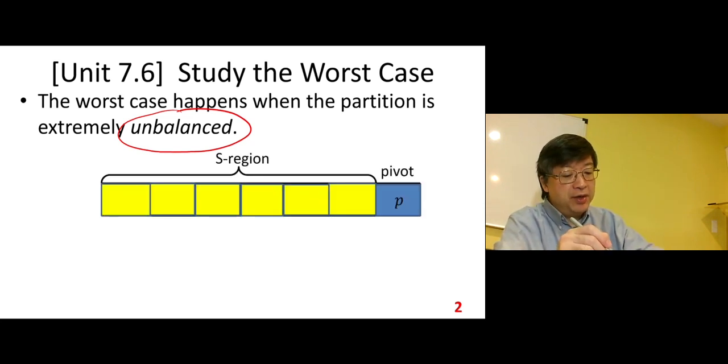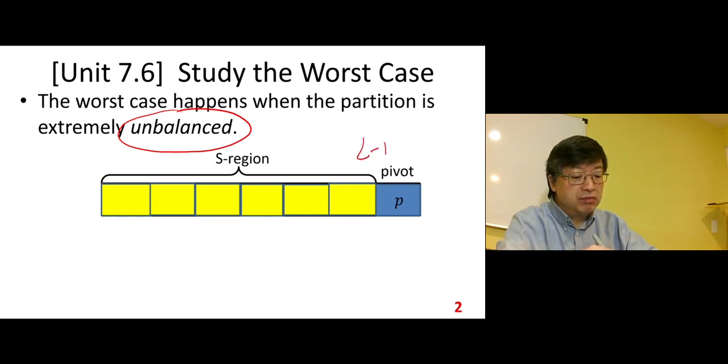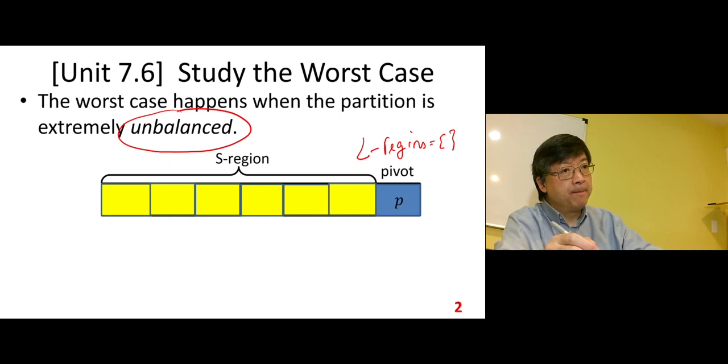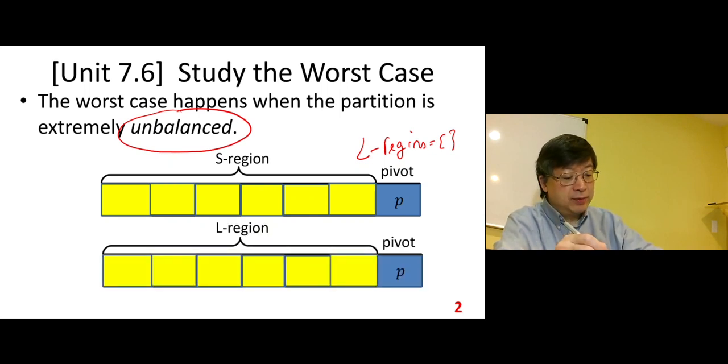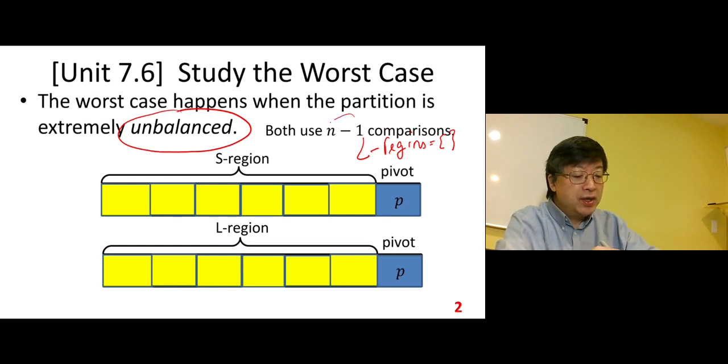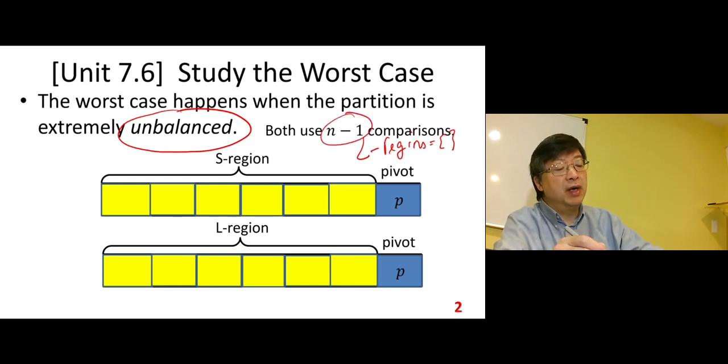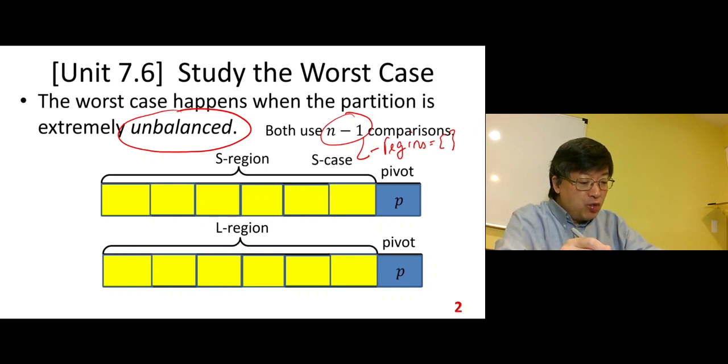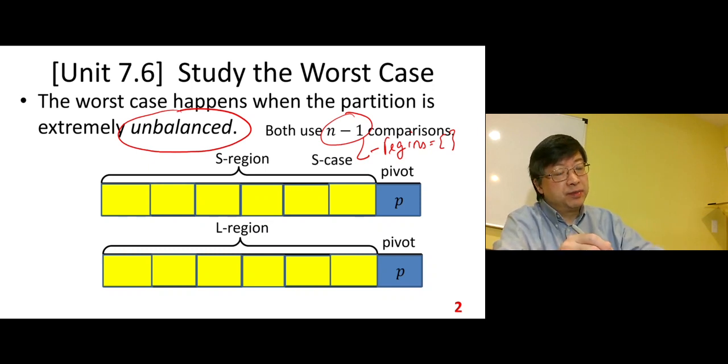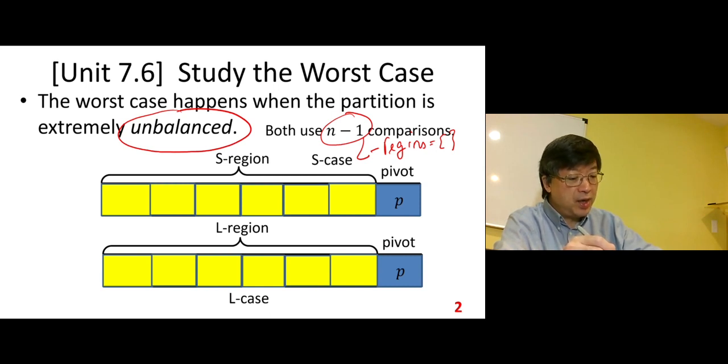All right, so look at this. This is the most unbalanced because the L region is empty, nothing. Another similar case, this time the S region is empty. So for both cases, we need n-1 comparisons. The first one, let's refer to it as the S case. Second one, the L case. Later we will use these two names to refer to these two cases.